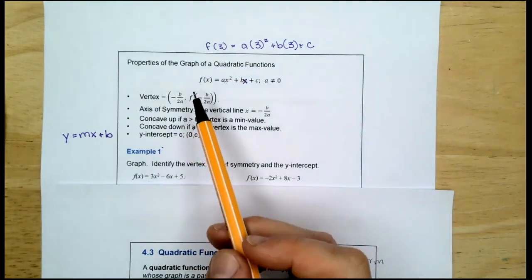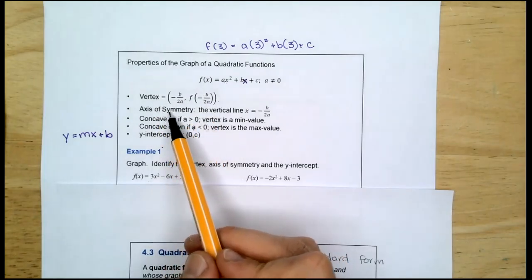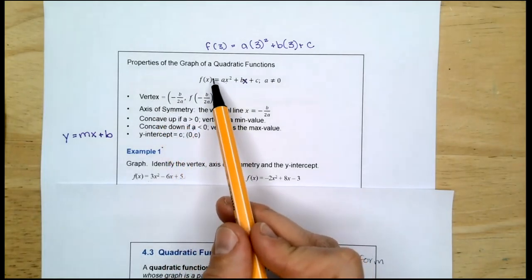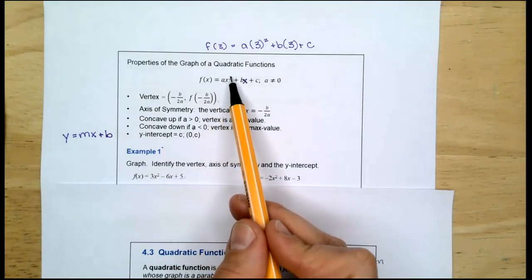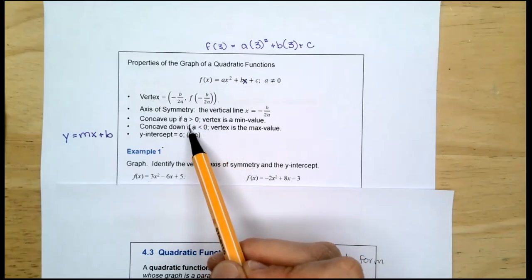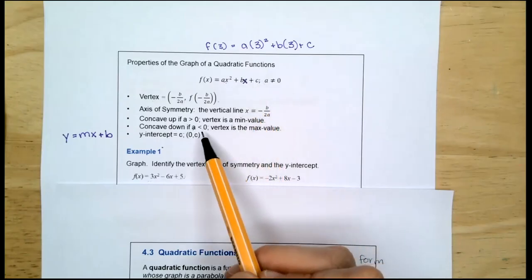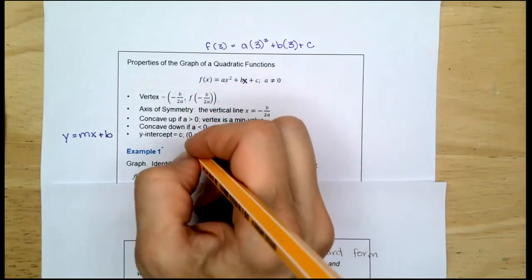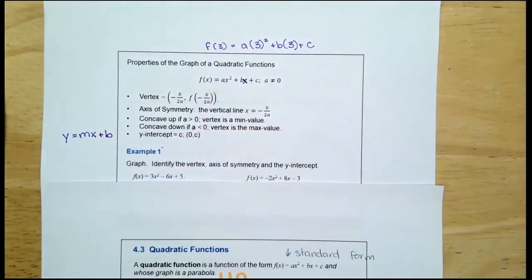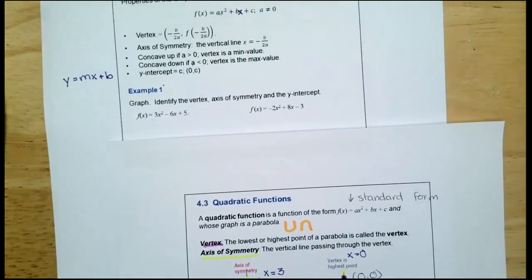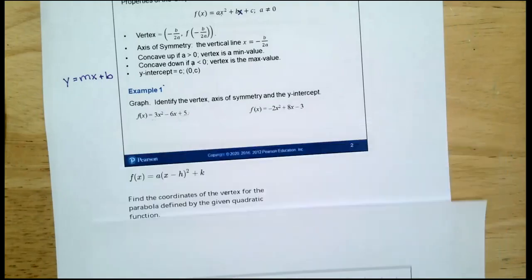All right, so the hardest part is going to be finding the vertex, and then it's going to pretty simply lead to axis of symmetry. We'll look at our first number, the coefficient of x squared, to decide if it's concave up or concave down, and then we'll find the y-intercept by just putting c as the y value and 0 as our x value, okay? When it says graph, you are more than welcome to graph it using Desmos, okay?